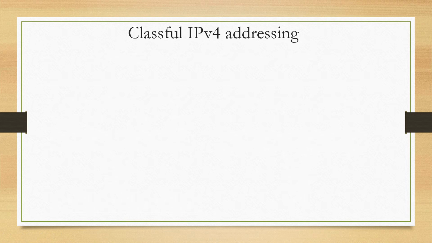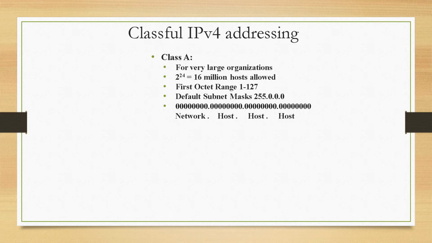Now, continuing, we have what we call classful IPv4 addressing. So there are different classes of IP addresses. First we have the class A. This is for very large organizations. This one can allow up to 16 million hosts, or 2 to the 24. And the first octet range is from 1 to 127.